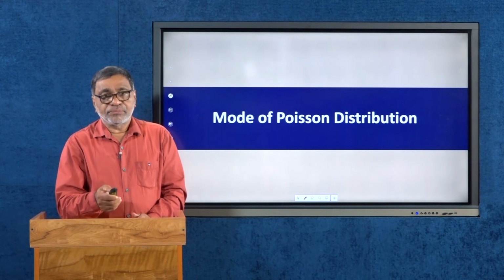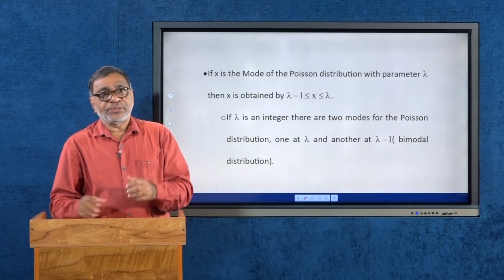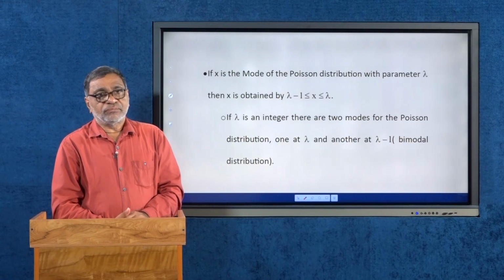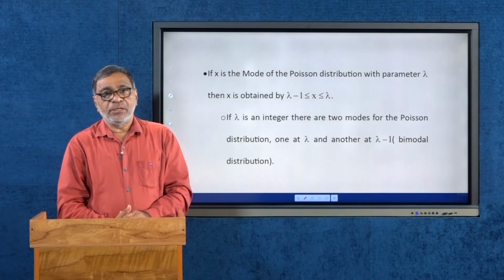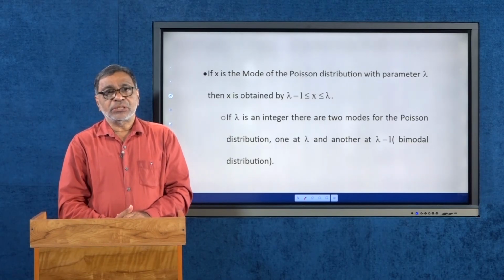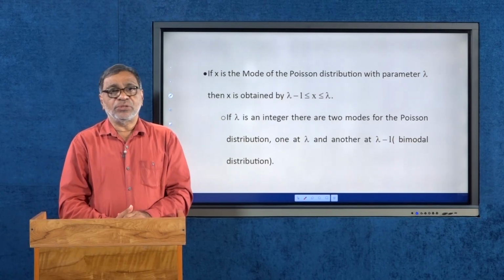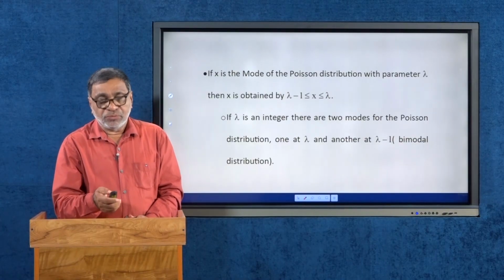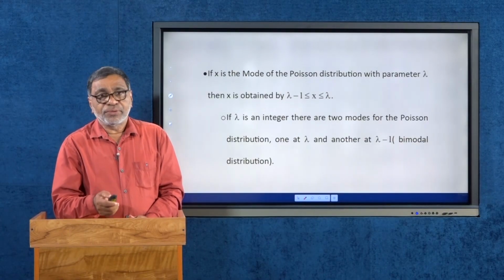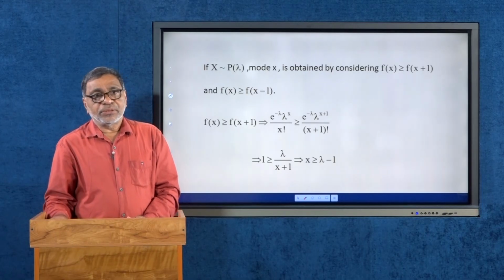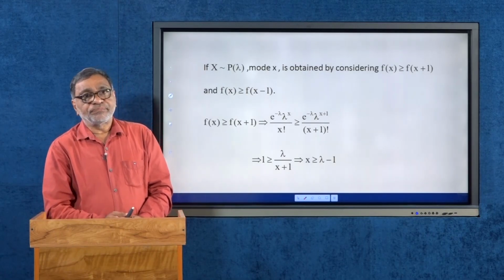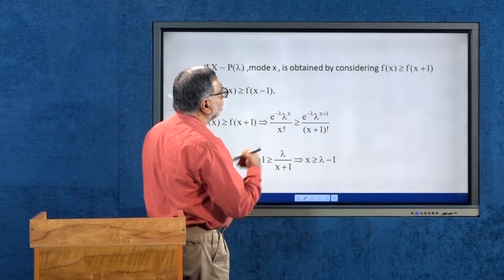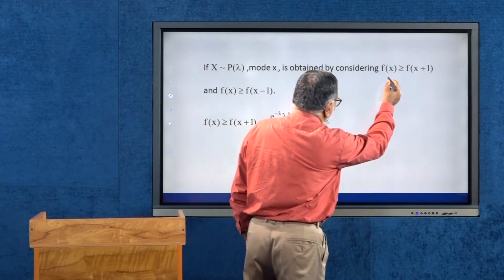If x is the mode of the Poisson distribution with parameter lambda, then the mode x is obtained by lambda minus 1 less than or equal to x less than or equal to lambda. And to derive the mode of the distribution, we make use of the concept that if x is the mode, then f of x is greater than or equal to f of x minus 1, and f of x is greater than or equal to f of x plus 1.